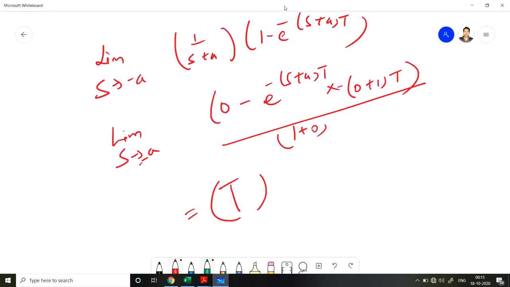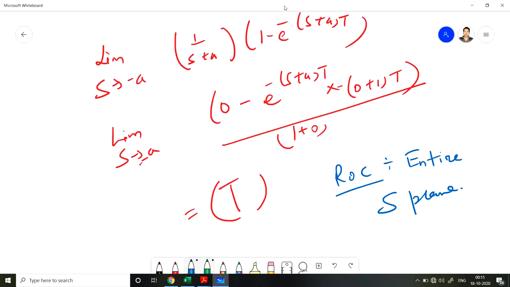So the conclusion is that the ROC is basically the entire s plane. The ROC is the entire s plane. So for all the values of s, this Laplace transform will exist.